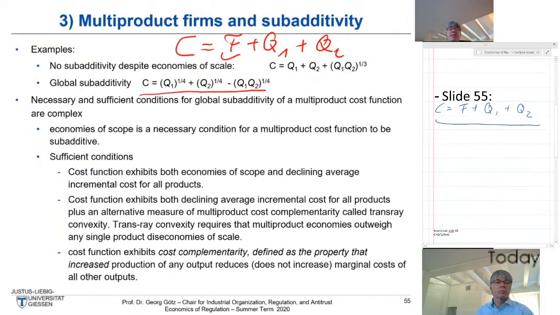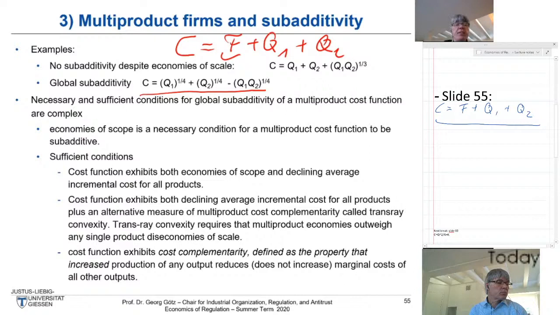It also has economies of scale, because of this F again. If you increase the output and keep the ratio constant, you could do that just by doubling Q1 and Q2. Divided by Q, the part with respect to the Qs stays constant, and the F over Q gets smaller. Okay, that's the easiest example. We will have more examples here.